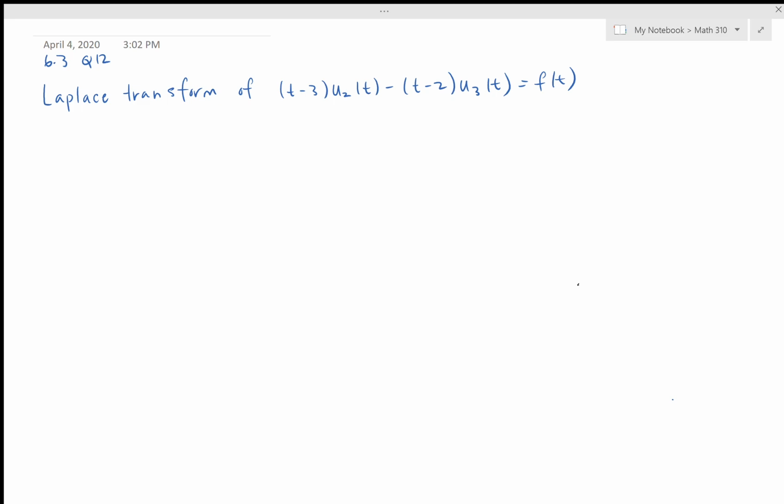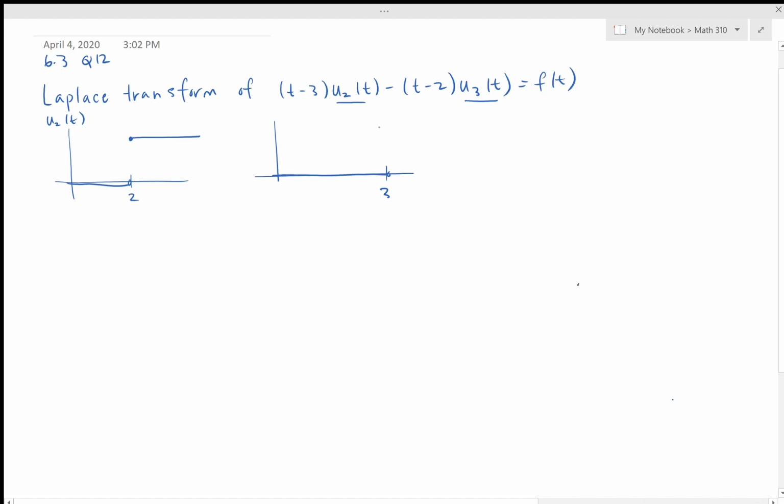Okay, so when the function is before time 2, it's at 0 because neither of these unit step functions have kicked in. Just to remind ourselves, let us draw a quick graph of u2 of t. u2 of t looks like this. And then similarly, u3 of t looks like this. So we're multiplying t minus 3 times u2 of t, and then we're multiplying negative of t minus 2 times u3 of t. So up until time t equals 2, nothing happens.